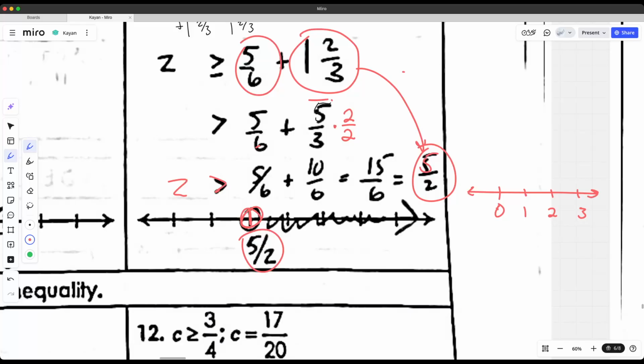Before I mark it, do you know where 5/2 is? Now that I've assigned a scale. Let's count it out. 0 and then 1/2, 2/2, 3/2, 4/2, 5/2. I'll put an open circle there and then shade to the right.